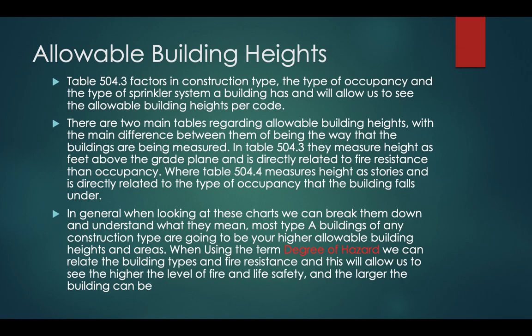In general, when looking at these charts, we can break them down and understand what they mean. When we look at most type A buildings, those are going to be the first ones we see in a chart. These have higher resistance, so we'll have more fire and life safety on these. We'll have more leeway with these, or unlimited area, as you'll see. When using the term degree of hazard, we can relate the building types and fire resistance, and this will allow us to see that the higher the level of fire and life safety, the larger the building can be.